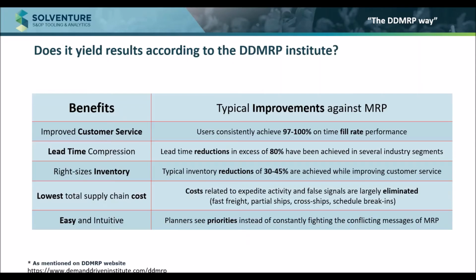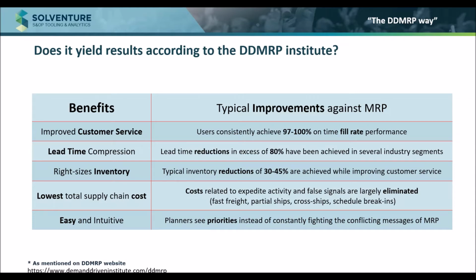So let's maybe have a quick look at what the DDMRP Institute itself gives as typical improvements. We talked about compressed lead time and improved customer service. Customer service first: typically DDMRP delivers a 97 to 100% fill rate. Obviously that sounds a bit crazy, but in fact it is the prioritization logic which makes sure that you can give service above and beyond the normal statistical calculations.